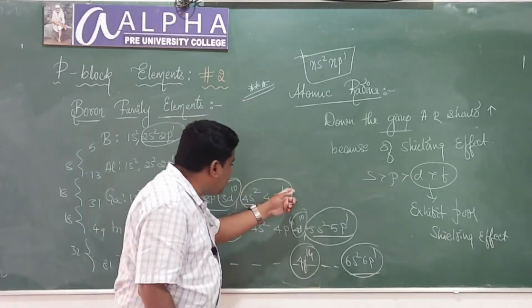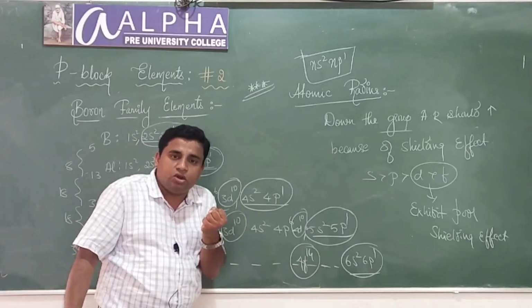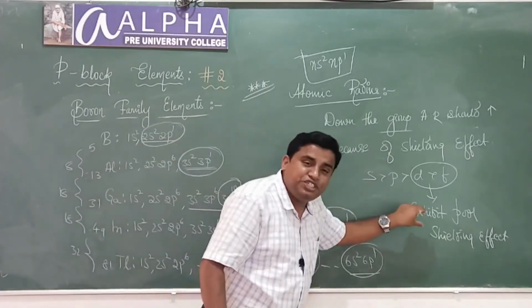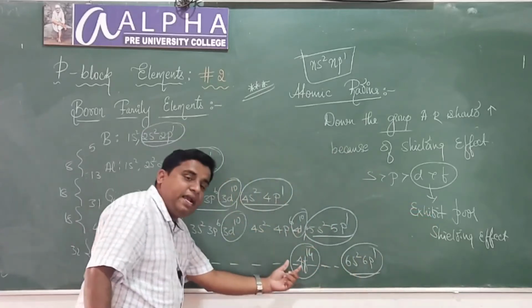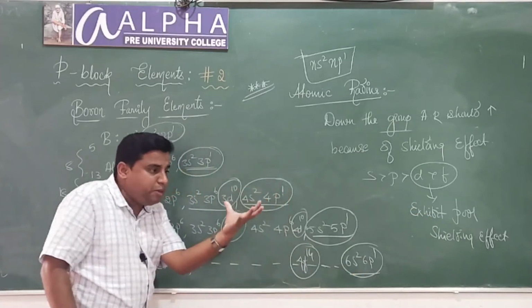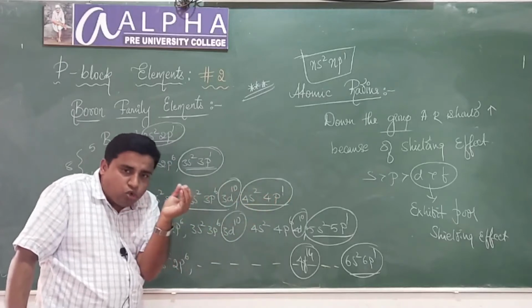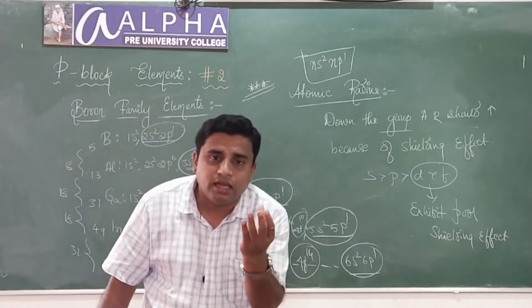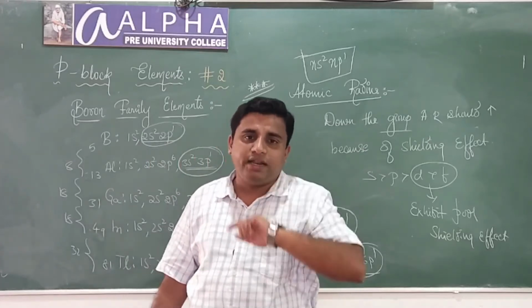the outer electron will be pulled more towards the nucleus. Because of the poor shielding effect of d orbital and f orbital, the outer electron will be pulled towards the nucleus. When the outer electron is pulled towards the nucleus, don't you think the size decreases? Don't you think the radius will decrease? Do you agree with my point?